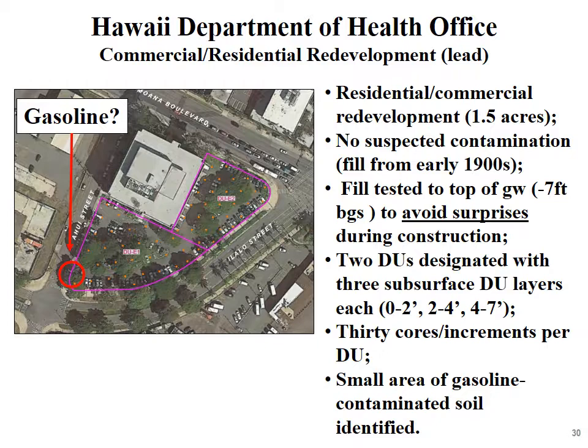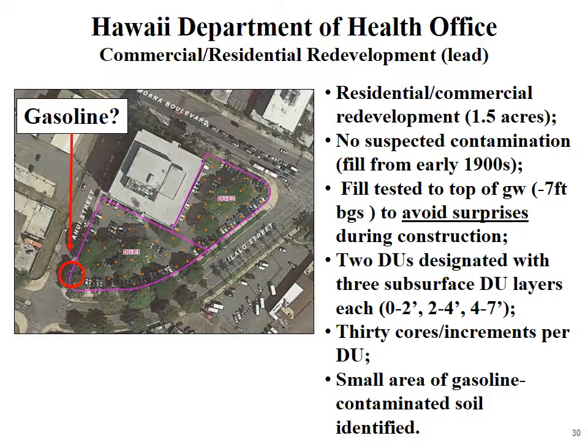This is about a 3-acre site. They split the site up into 2 large DUs in the parking lot area. Each DU they split up into 3 layers: 0 to 2 feet, 2 to 4 feet, 4 to 7 feet. So we're going to test, think of it like a stack of books, a stack of 3 books or a cake. You're going to test each layer for especially lead contamination.